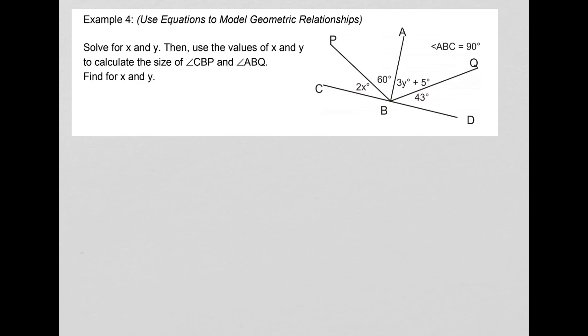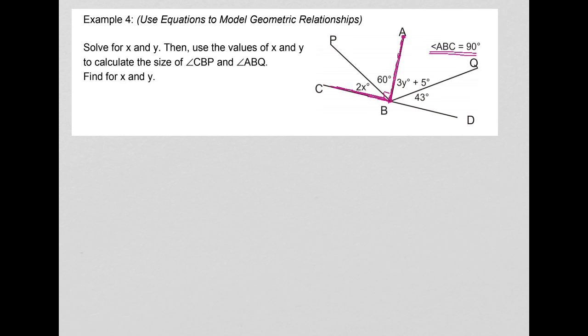Okay, let's look at another example. So look at the diagram. We know there are 4 angles, and those 4 angles are called supplementary angles because they form a straight line. That means the sum of the angles must be 180. Not only that, they also tell us angle ABC equals 90 degrees. How do I know where the angle ABC is? You go from letter A, go to B, and go to C. This angle is 90 degrees.